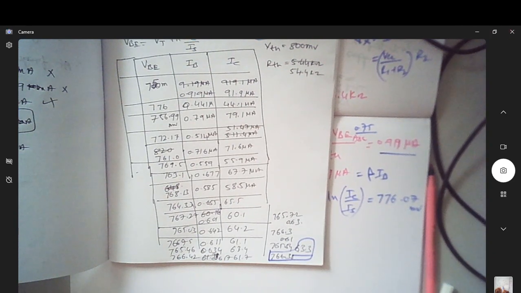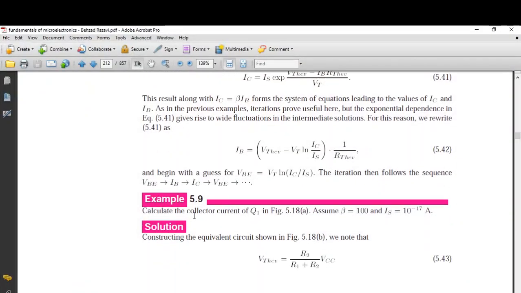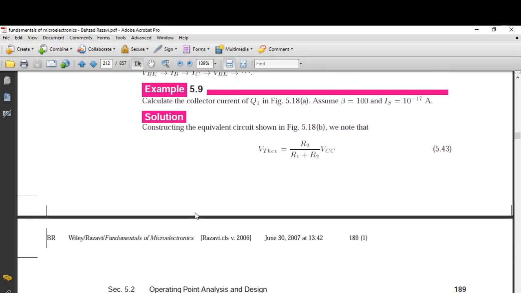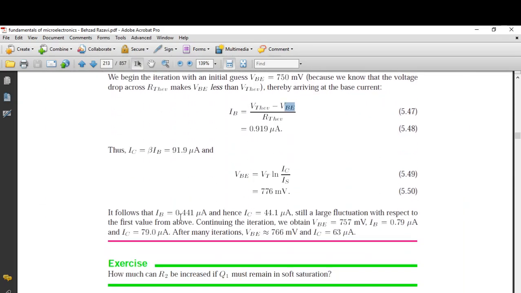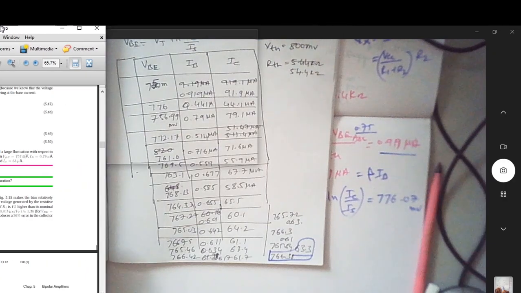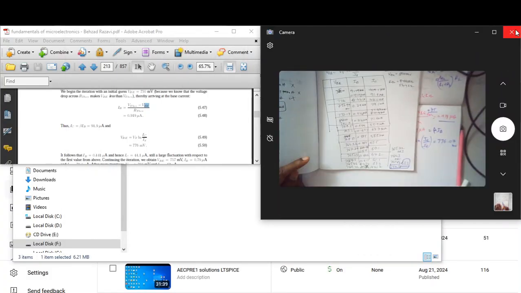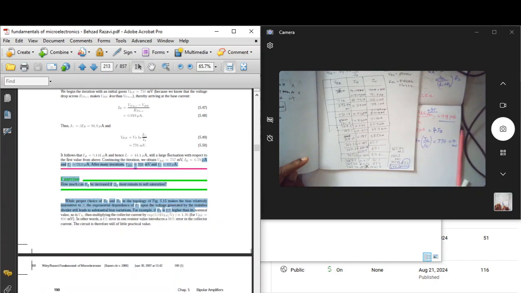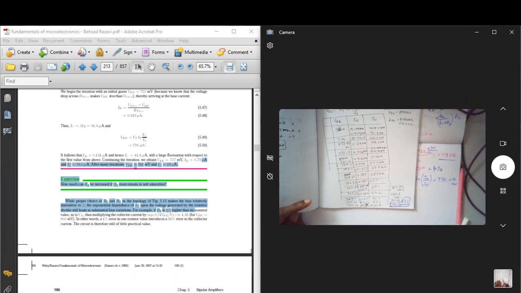See here in the textbook also you can see, upon doing all these iterations, IB is equal to so that's your first value, next it is the second value. That's what you can see here. So in the simulation, and in my calculation also, it is the same. In the textbook he just gives only the final values. You can see this is how you got it as 63 microampere.